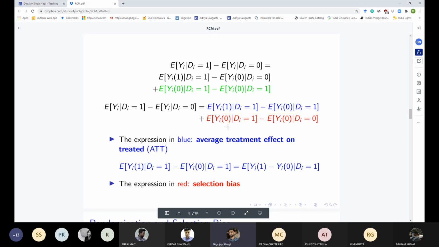Notice, if you have done the selection of treatment, or if you have selected your treated group randomly, then these two objects will be the same. This will be equal to this thing, right? Because the individuals that were treated are randomly selected.